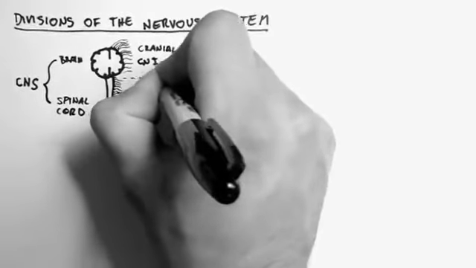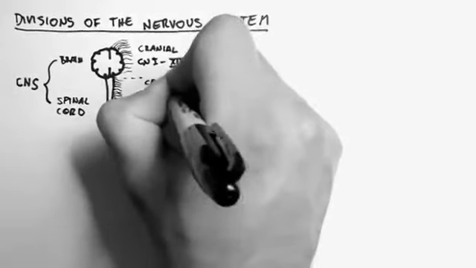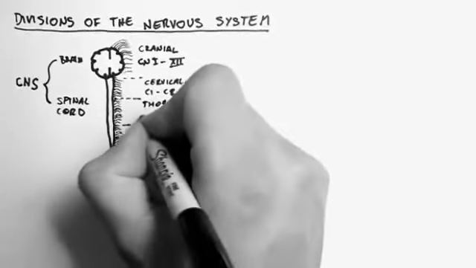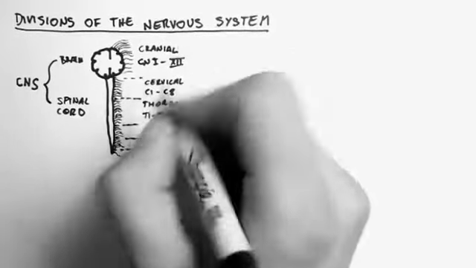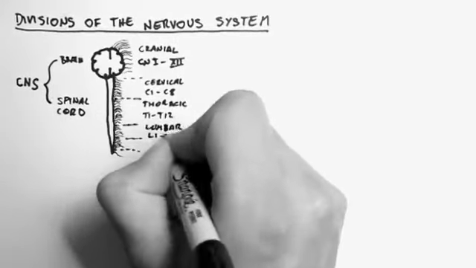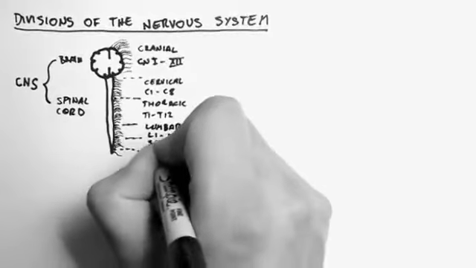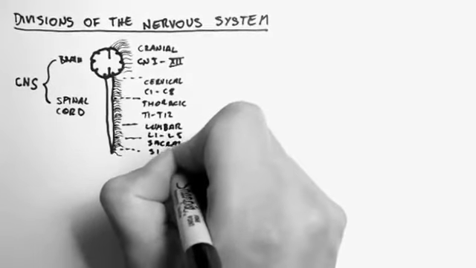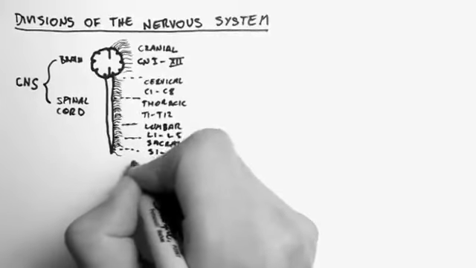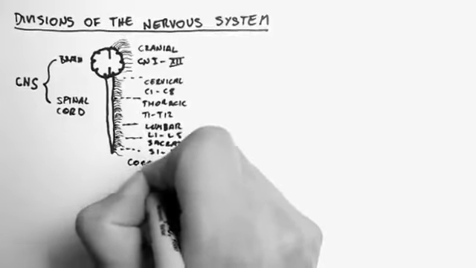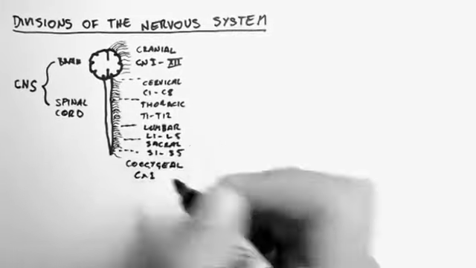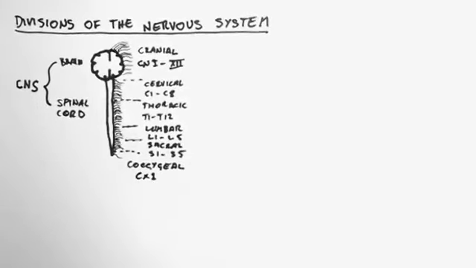The next set are called the cervical, and there's 8 of those, C1 to C8. Then thoracic, there's 12, which we name T1 to T12. Then the lumbar nerves, which there's 5, L1 to L5. The sacral, which are S1 to S5. And then one little nerve right down the bottom called the coccygeal nerve. And we call that CX1.